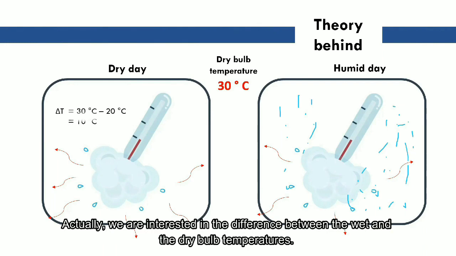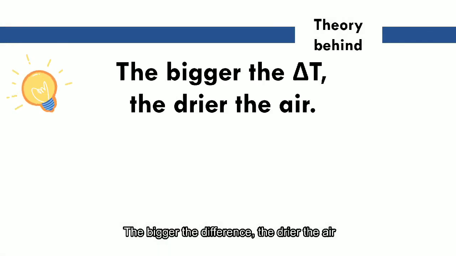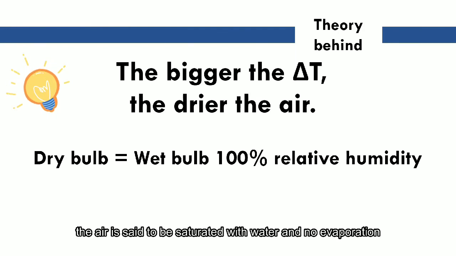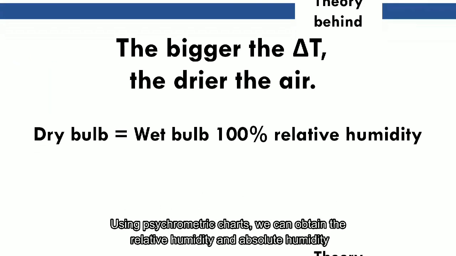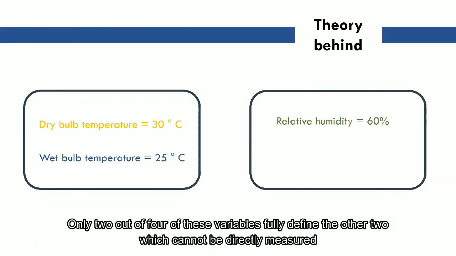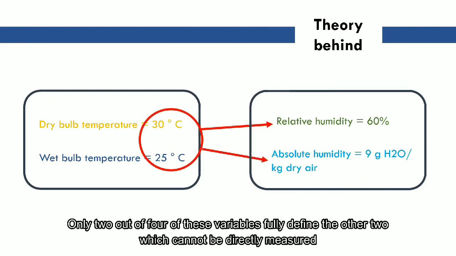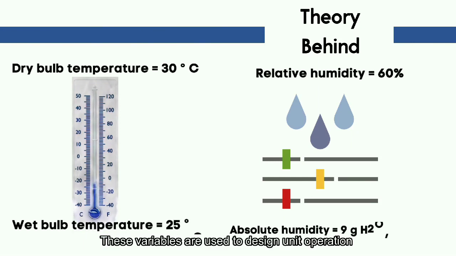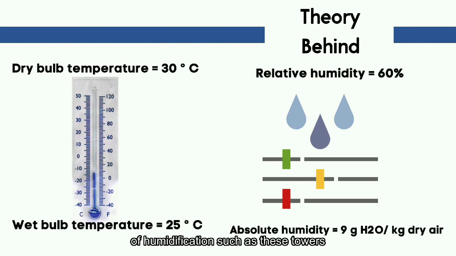Actually, we are interested in the difference between the wet and the dry bulb temperatures. The bigger the difference, the drier the air. If there is zero difference, that means the air is at 100% relative humidity. The air is saturated with water and there is no evaporation. Using psychrometric charts, we can obtain the relative humidity and absolute humidity. Only 2 out of these 4 variables fully define the other 2, which cannot be directly measured. These variables are used to design unit operations of humidification, such as this tower.